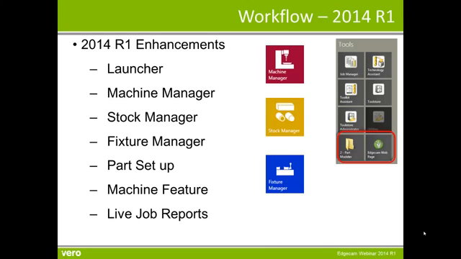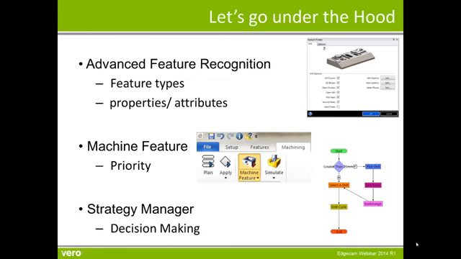As well as looking at some of the new enhancements in 2014 R1, let's go under the hood and look a little bit closer at some of the technology that's being used within workflow. We spoke about advanced feature recognition. This is the area of the software where we're identifying the manufacturable features such as pockets, holes, bosses, and within these features we store attributes, also known as properties. These could be things such as minimum radius, pocket depth, pocket width, hole size, whether there's any tapping information within the hole, and of course we can use this to make manufacturing decisions.